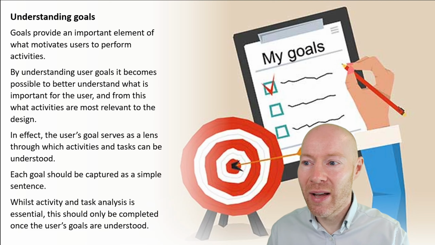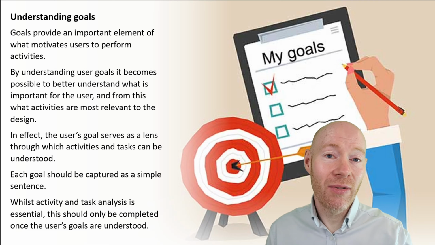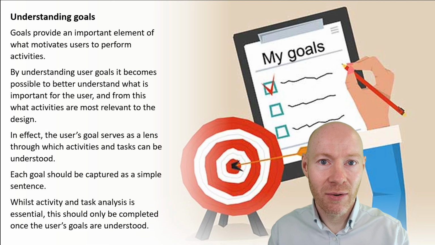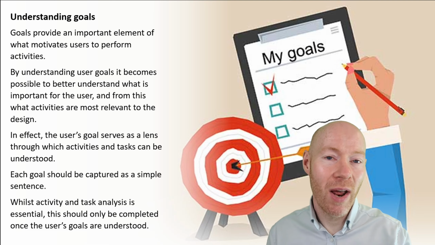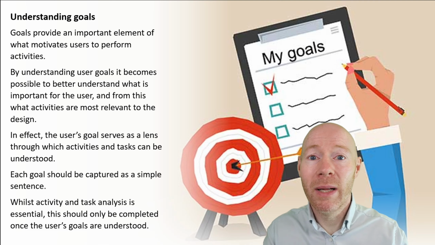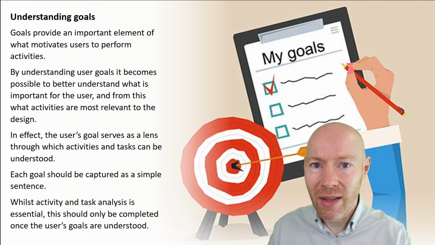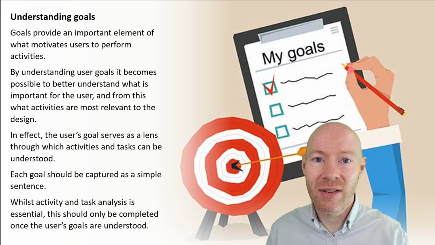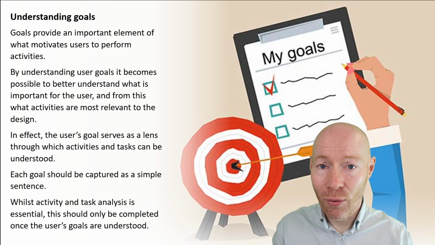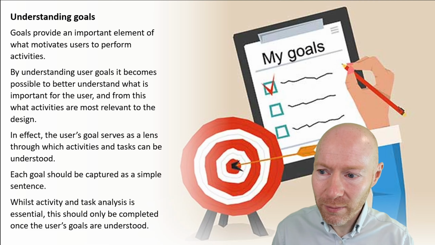So that we have a particular task or activity. If we understand the user's goal, then we can better understand how that task or activity should be presented, how relevant it is. Can we get rid of it? Do we need to increase it? Do we build different aspects into it? So in a very, very real sense, understanding the user's goals gives us a lens that we can look at to understand how we should interact with the user through the tasks and activities that they do.